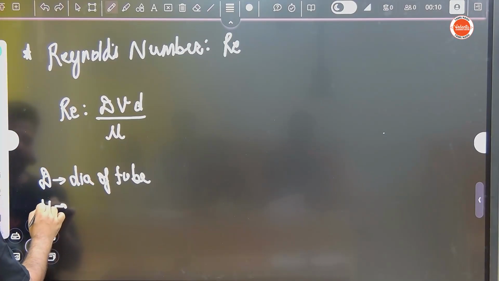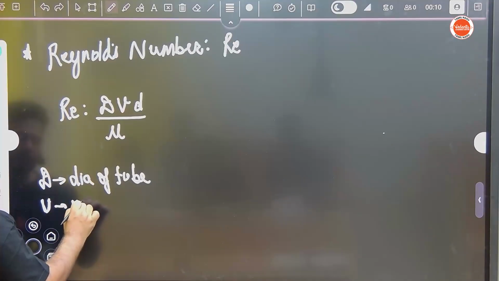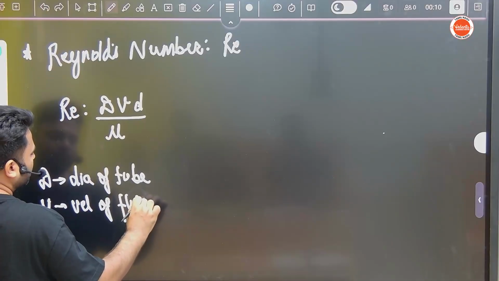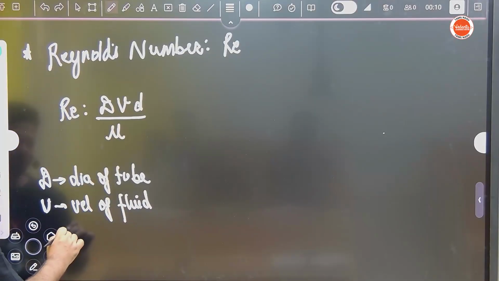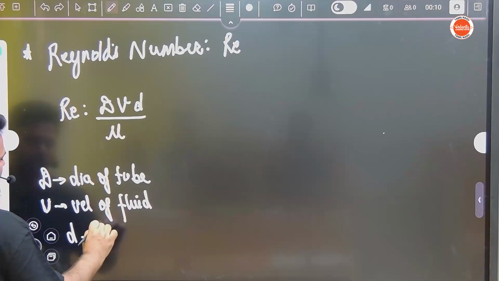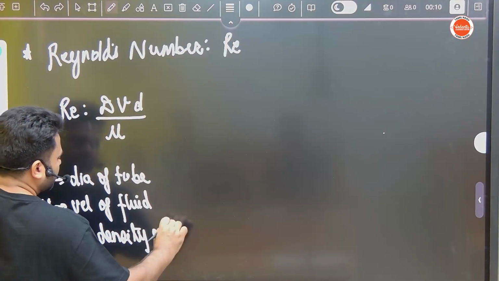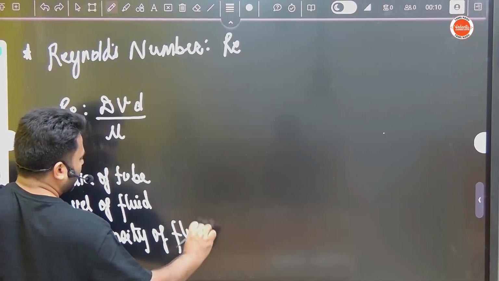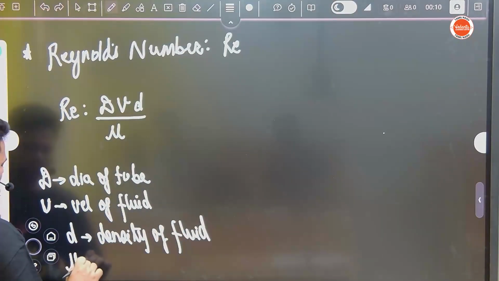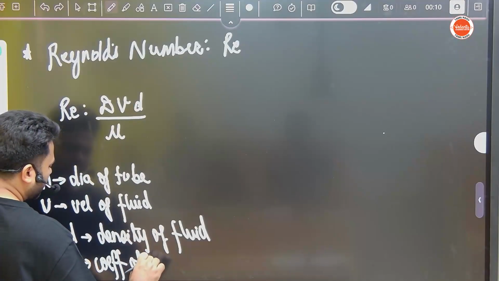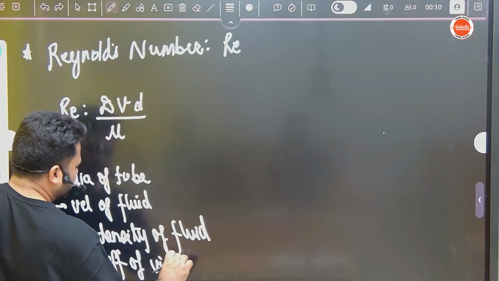V is the velocity of the fluid. Small d is the density of the fluid. And mu is the coefficient of viscosity. What is the coefficient of viscosity?